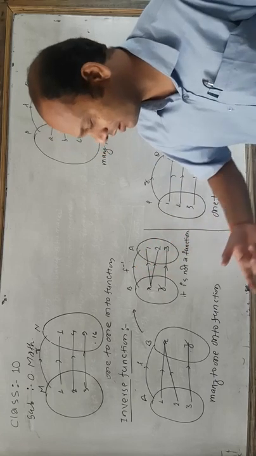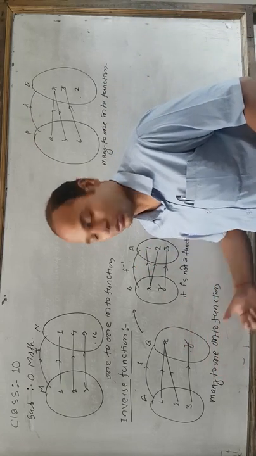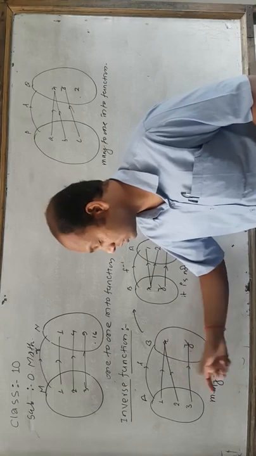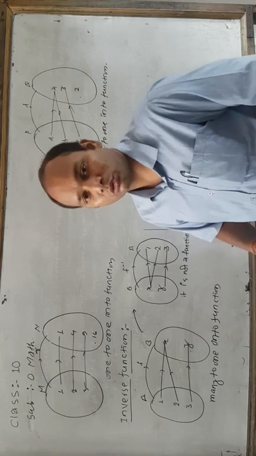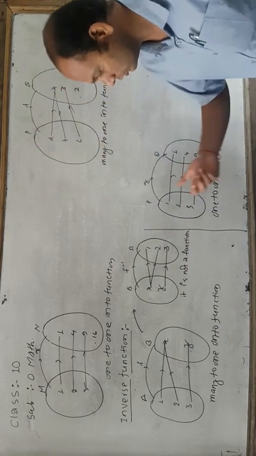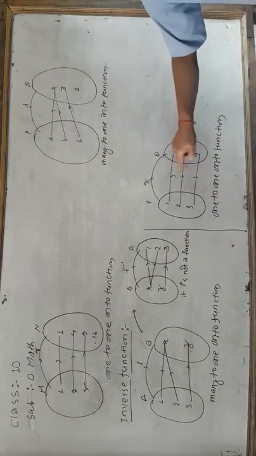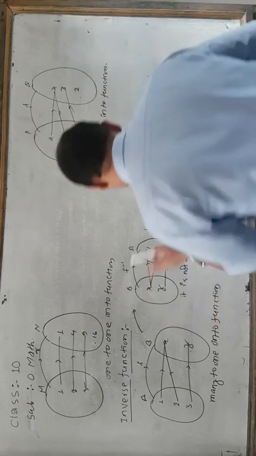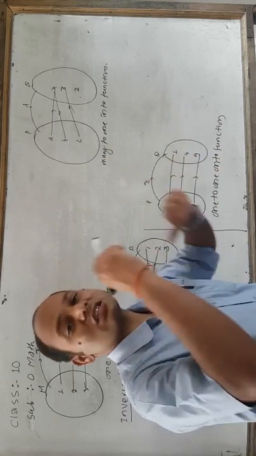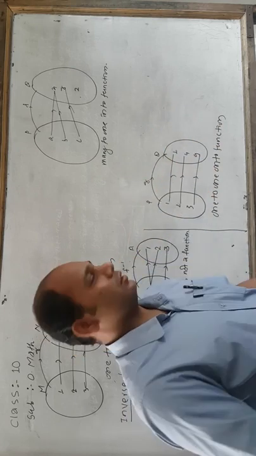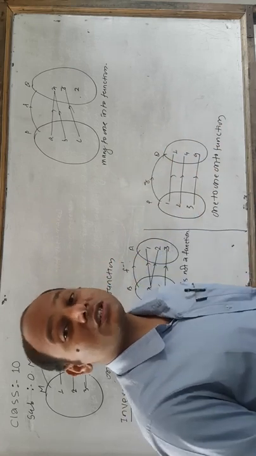So we cannot find the inverse of a many to one onto function. We cannot find the inverse of which function? Many to one onto function. It is not possible to find its inverse. Now discuss another function. Now we know what the condition is to find the inverse function. You know, interchange their range and domain, that is, interchange the positions of the sets.